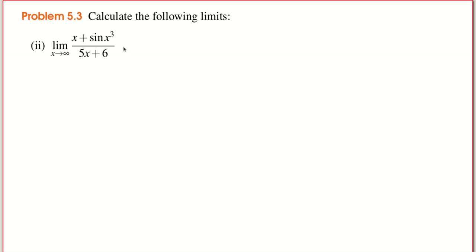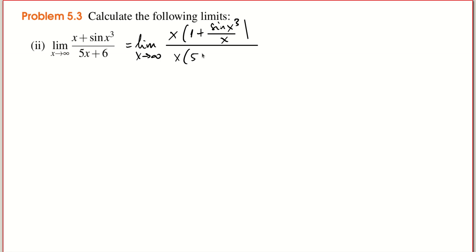And what we're going to do is, right, this is something that is between minus 1 and 1, whatever the argument here. However, this is something that goes to infinity. So this is the leading term of the expression in the numerator, so we are going to factor it out as in the previous case. So we have x here, and then we have 1 plus sine x cubed over x. And in the denominator, well, it's easy, factoring out x, right? You get 5 plus 6 divided by x.